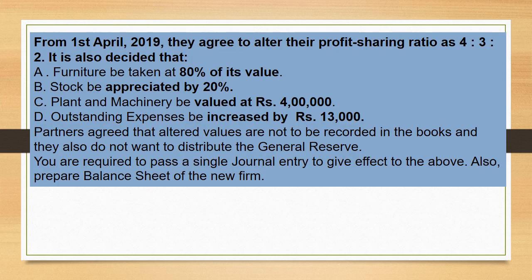Now the adjustments given to us are: from 1st April 2019, they agreed to alter their profit sharing ratio to 4:3:2. They also decided that furniture is to be taken at 80% of its book value. It means the value of furniture has to be reduced by 20%, and stock is to be appreciated by 20%. It means the value of stock has to be increased by 20%.